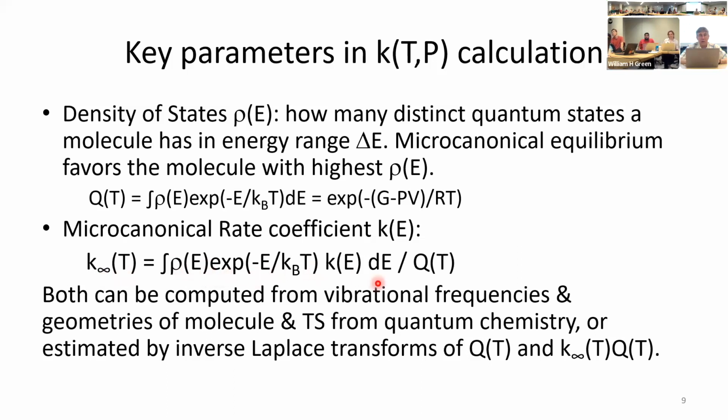And this is the formula for how it's related to these other guys. And there's the k(E). So this is the Laplace transform from k(E) to k(T). And you can get the inverse Laplace transform to go from k and Q back to rho and k. And that's how RMG goes.